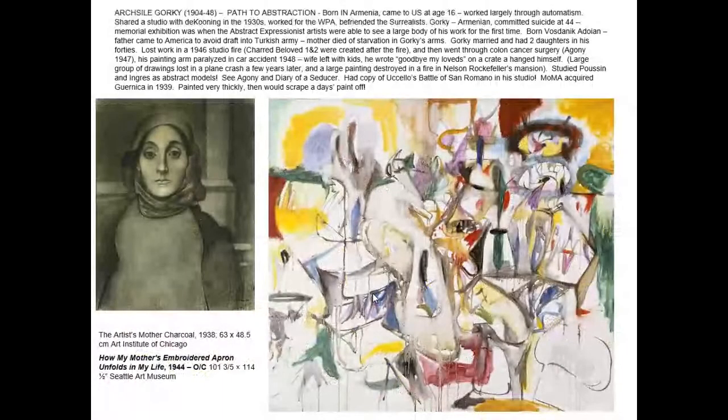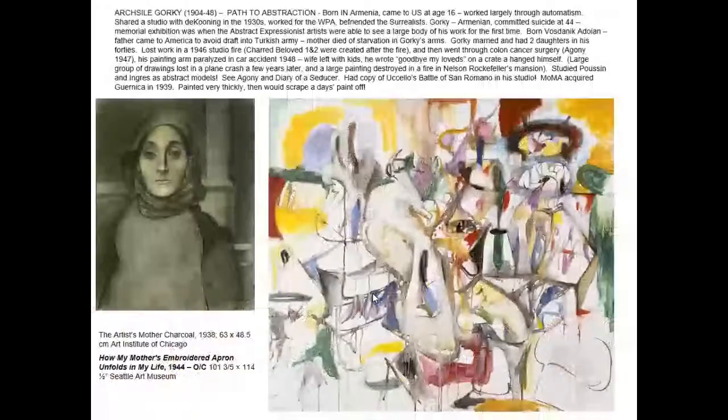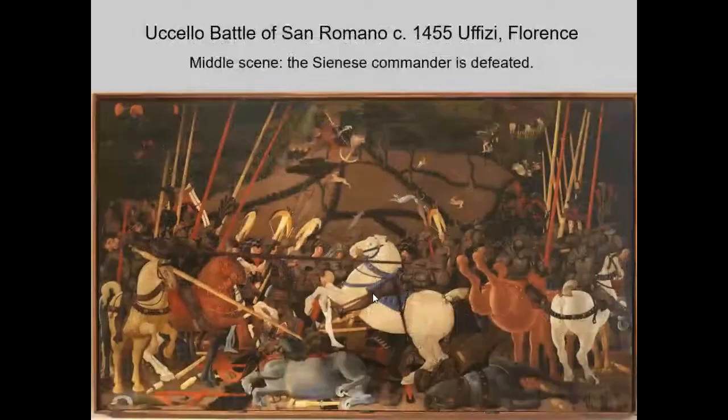This is the work of Gorky himself. So you can get a sense of the structure and movement, and that limited color palette of his work is similar to what you see when you break down the formal aspects of what Uccello is all about. This is the second piece in Uccello's series of the Battle of San Romano. This is the defeat of the Sienese commander. So the city of Siena and the city of Florence are in conflict.